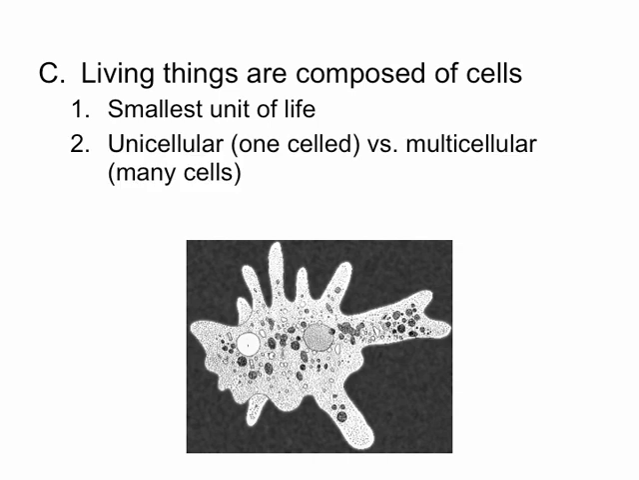There are unicellular organisms versus multicellular organisms. The picture on the page is an amoeba. This is a single-celled organism. And then again, humans are going to have billions and billions of cells, so we would be considered to be multicellular. And again, the example would be an amoeba versus a human.